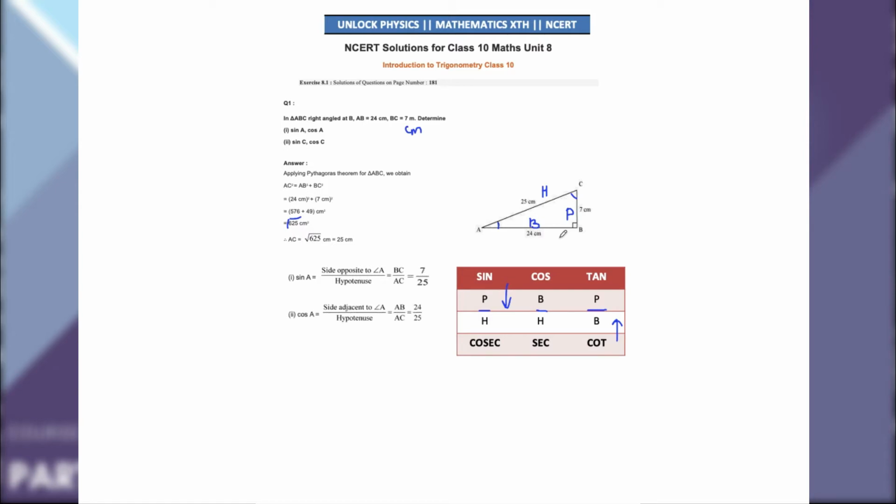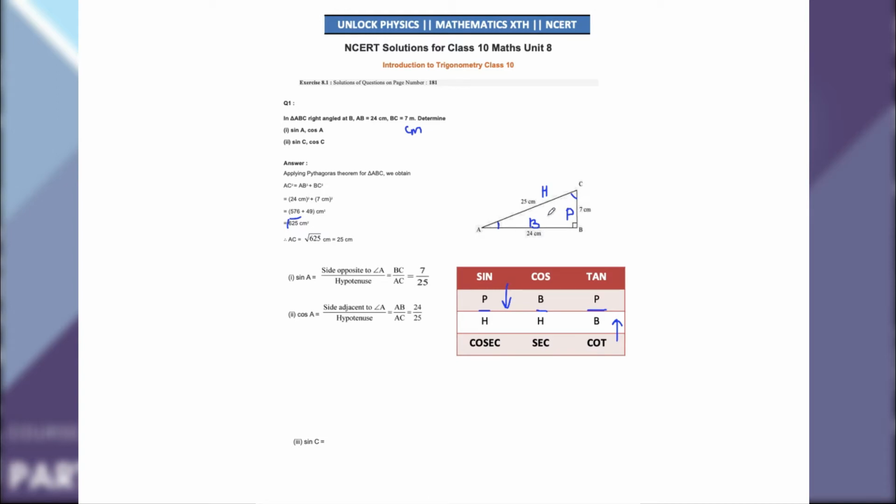Similarly, we have cos A given in the TR table as B upon H, that is base upon hypotenuse. So we have the side adjacent to angle A upon hypotenuse, which is AB upon AC, which will be 24 upon 25. Now sin C. Till now we were talking about angle A. Now we will talk about angle C.